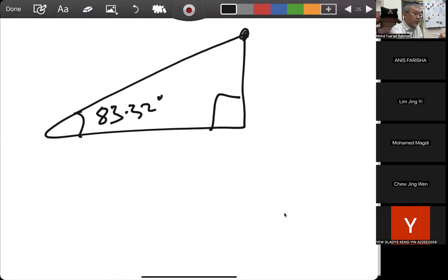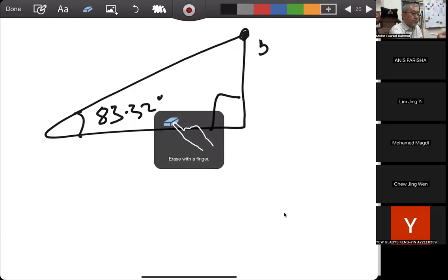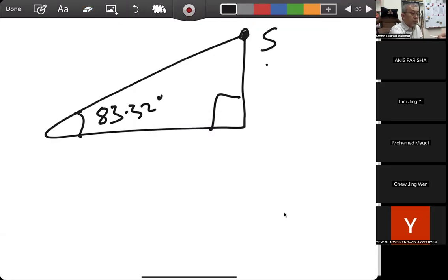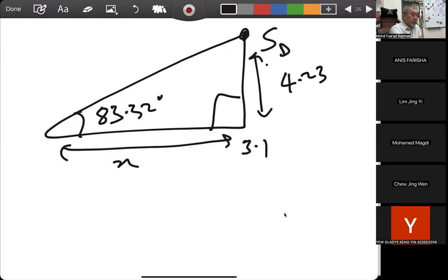So this is the dominant, okay? And the length is 4.23. And this is 3.1. And the consideration is x. Okay, this is minus ZC. Okay. So how to find x?